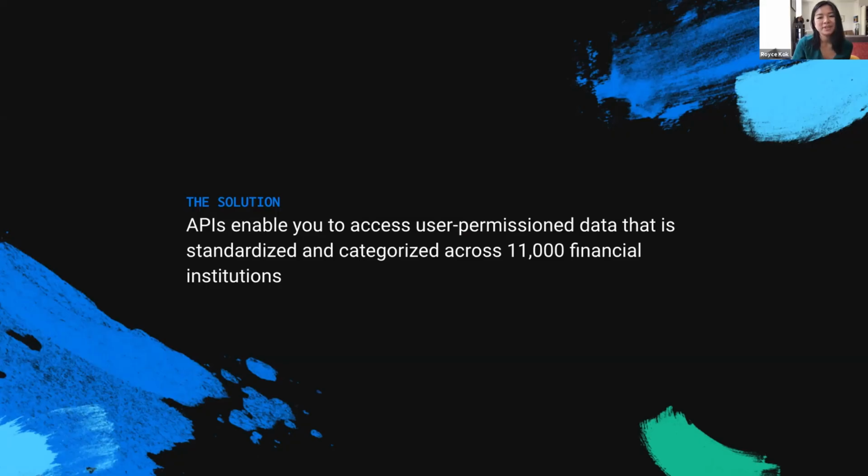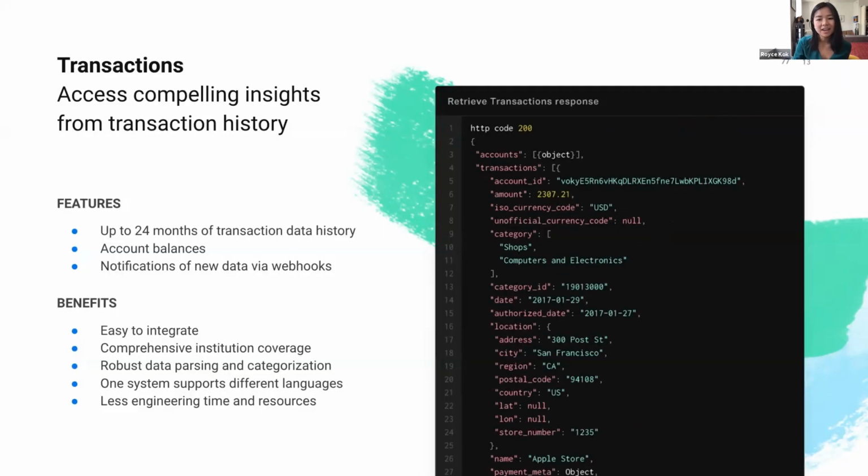Thank you, Richard, for painting a picture of the messy nature of transactions data. We comb through the complexity when we retrieve the data from the bank and build a product that you can simply access. Our API enables you to access user permission data that is cleansed, parsed, and standardized across 11,000 financial institutions. With Transactions API, you can retrieve up to 24 months of historical transactions data from credit, depository, and loan accounts. From the transactions endpoint, you can also view the current and available balance.